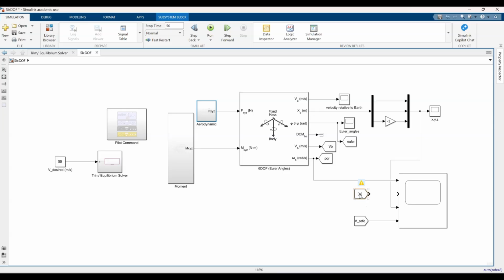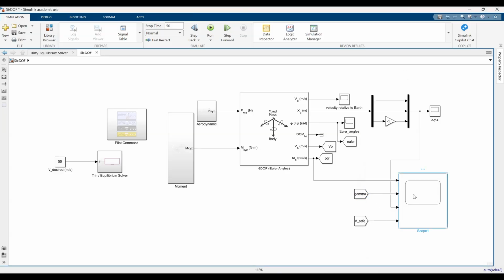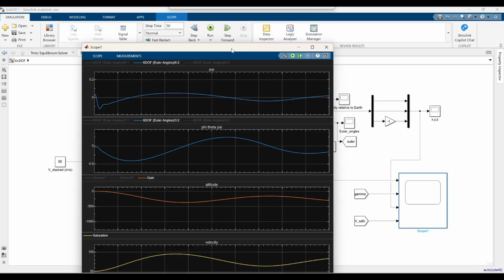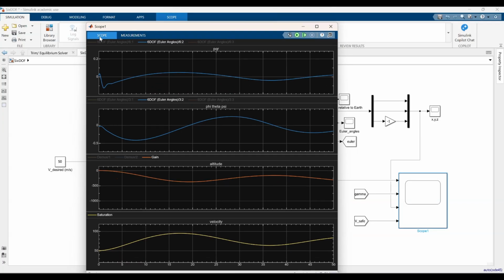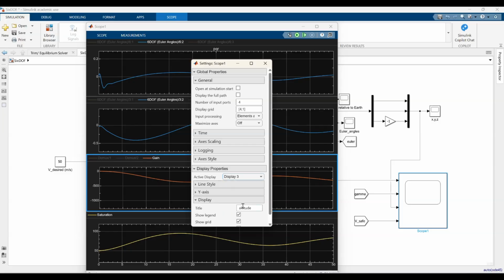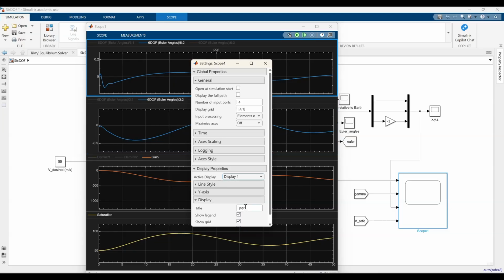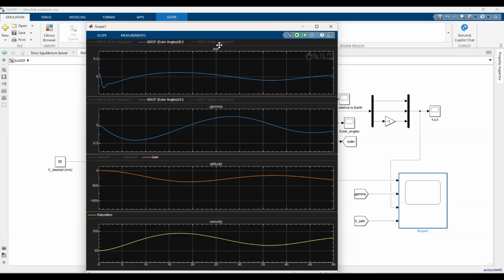Now let's go to the top level. Let's get our gamma here and connect that. I want to get the scope so I can configure it better. So hit on the settings, and over there you want to do your display 4 is your velocity. That is good. Display 3 though is altitude. That's also good. Display 2 is gamma now. And display 1 is PQR. That's good.